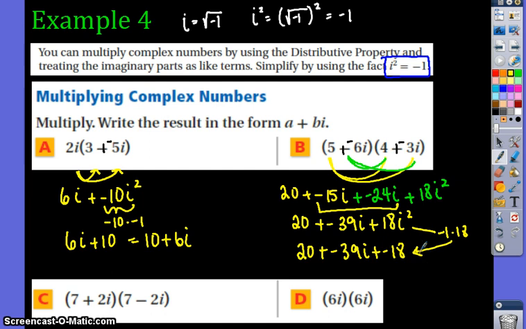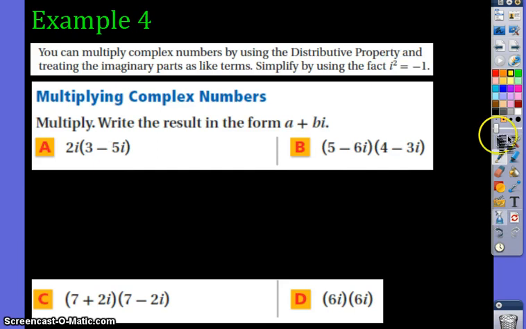All right, so a little bit more combining of like terms. The -18 and the 20 would give us a positive 2 plus a -39i, or in totally simplest form, 2 minus 39i. Okay, I'm going to move these up to do these next ones. Let me erase all of this.